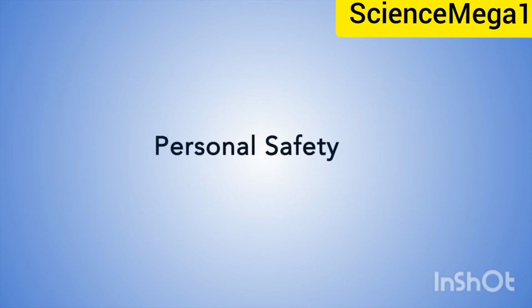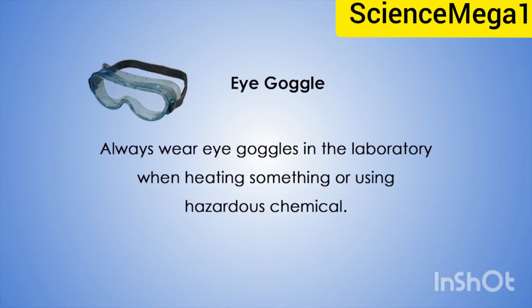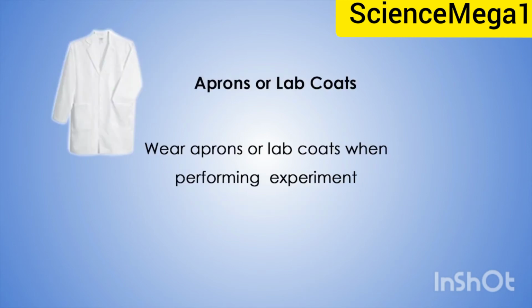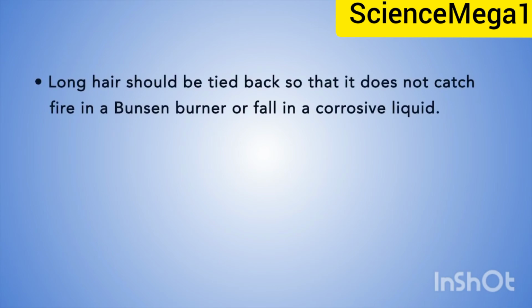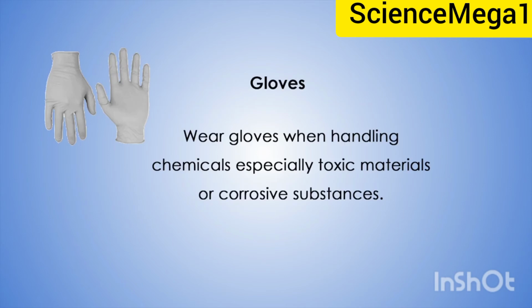Now let's move on to personal safety. 1. Always wear eye goggles in the laboratory when heating something or using hazardous chemicals. 2. Wear aprons or lab coats when performing experiments. 3. Long hair should be tied back so that it does not catch fire in a Bunsen burner or fall in a corrosive liquid. 4. Wear gloves when handling chemicals, especially toxic materials or corrosive substances.